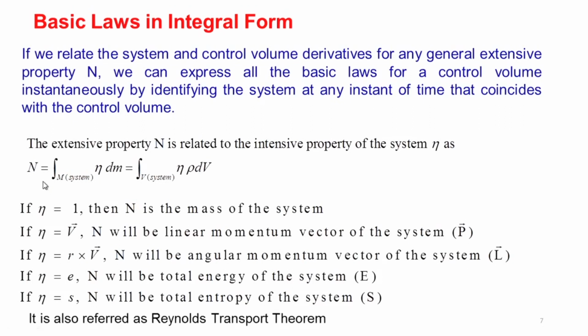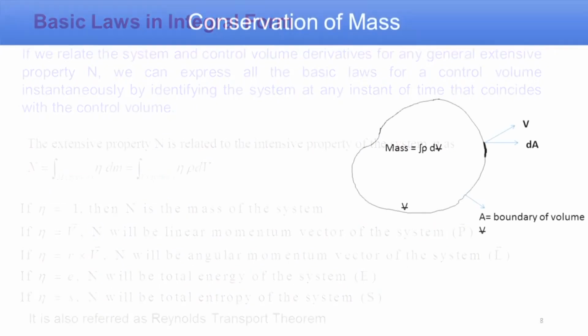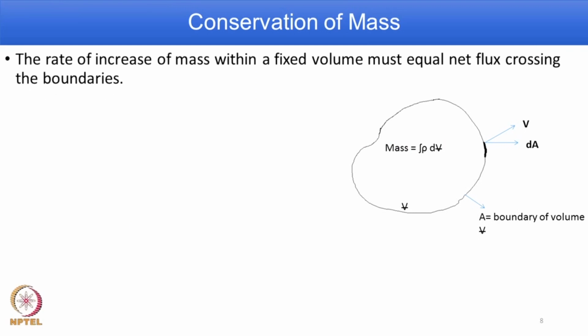As I mentioned before, this is what is known as the Reynolds transport theorem. Now, we will see how to get the expression in detail for conservation of mass. We know this equation is stated as: the rate of increase of mass within the fixed volume must be equal to the net flux crossing the boundary. So, if you consider a control volume, the mass that is inside the control volume is rho into dV.